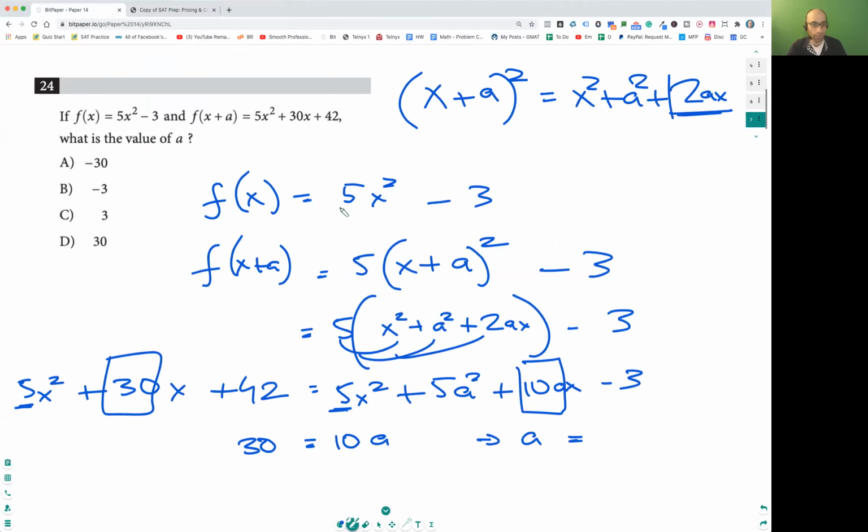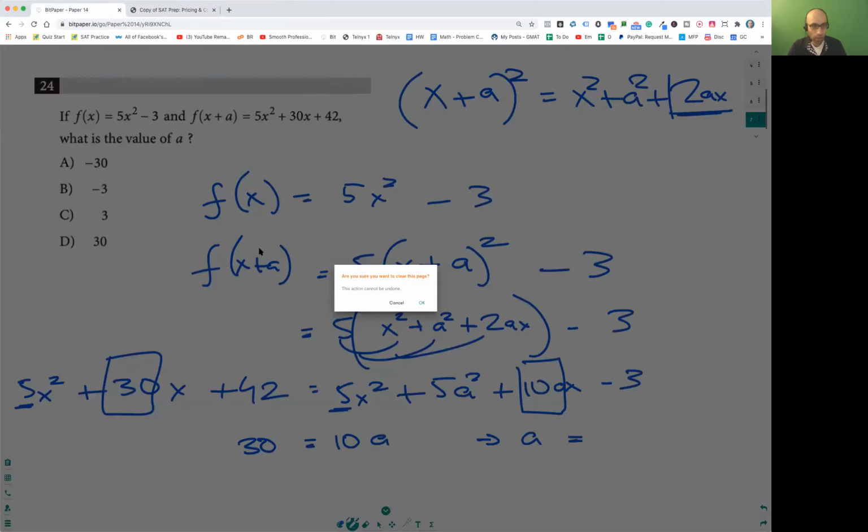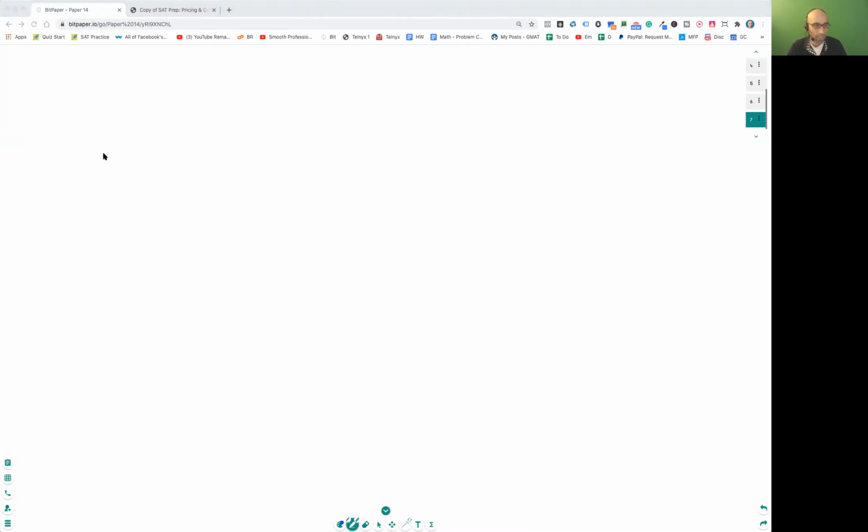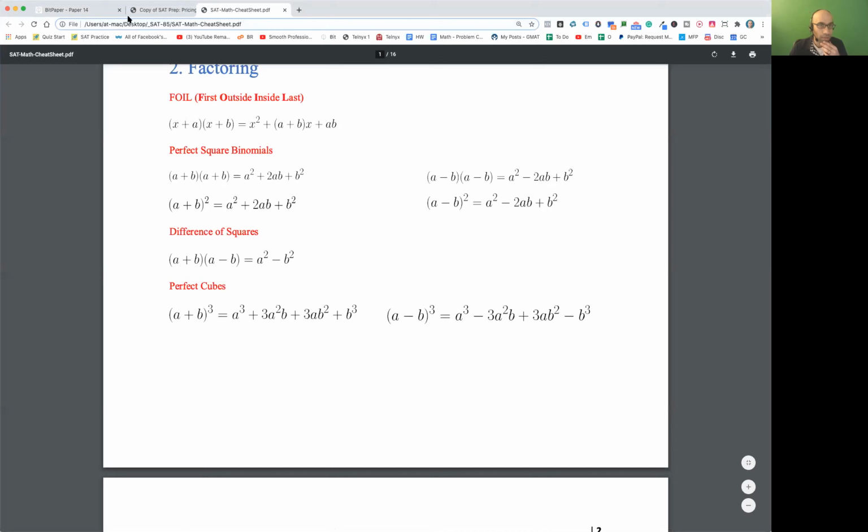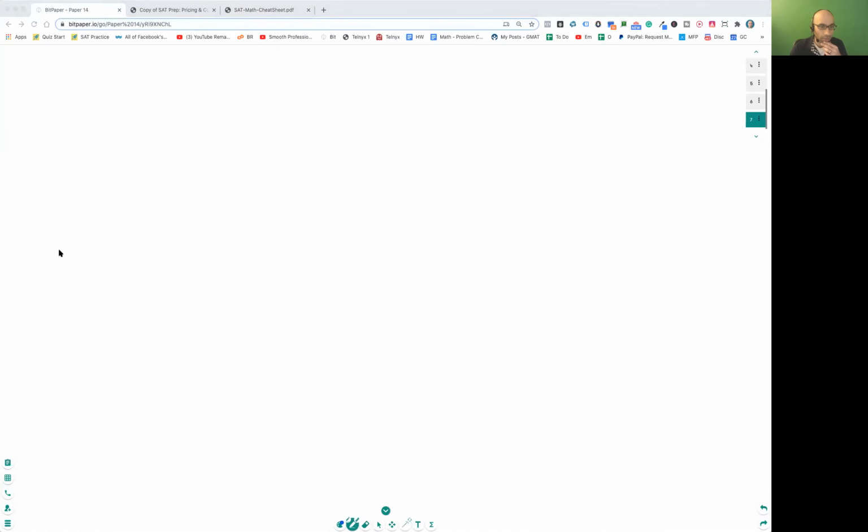Okay, so let's move on. This is, by the way, the cheat sheet, but what problem is this? This was the 24th. We're running a little bit late today. Lazy Sunday afternoon here. Okay, all right, let's try this one.